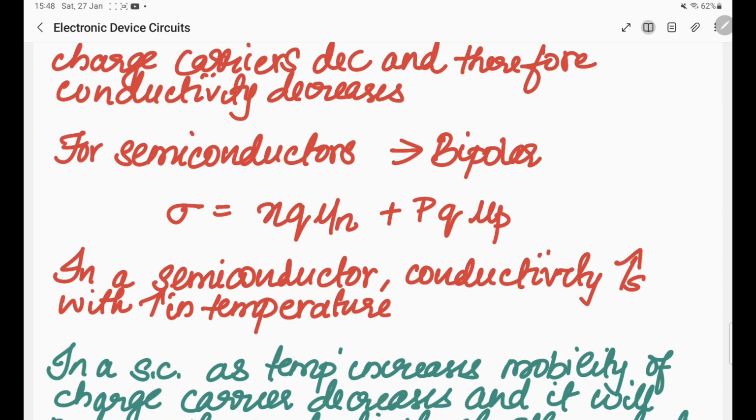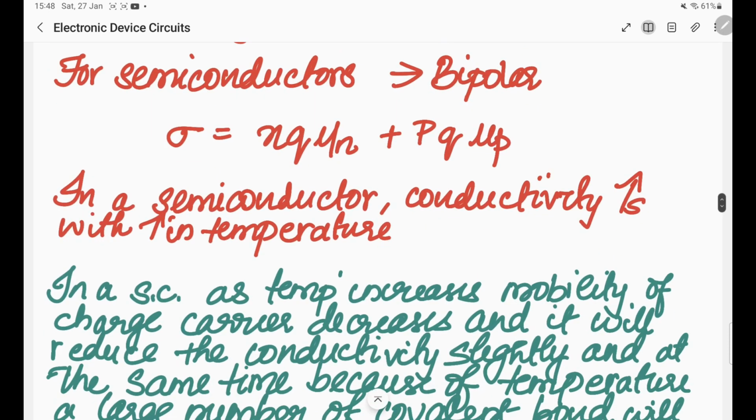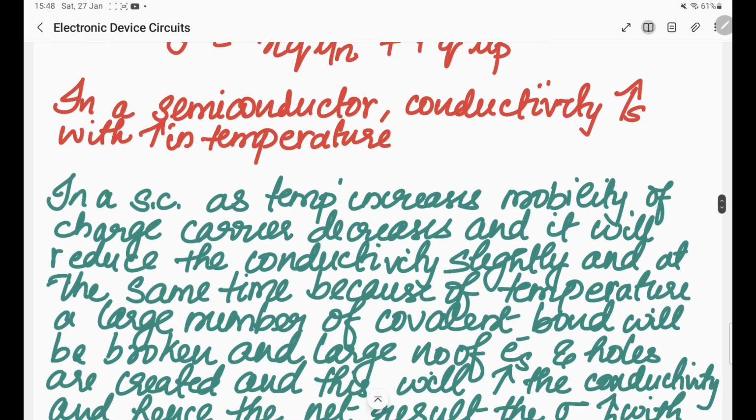For semiconductors, it is bipolar. So it is not just made of electrons, it is made up of electrons and holes. So you have to consider both sides: N into Q into mu N, which is the conductivity due to electrons, and P into Q into mu P, which is the conductivity due to holes. In a semiconductor, the conductivity increases with increase in temperature. Mobility decreases, but there are some other factors which contribute. We are going to discuss that.